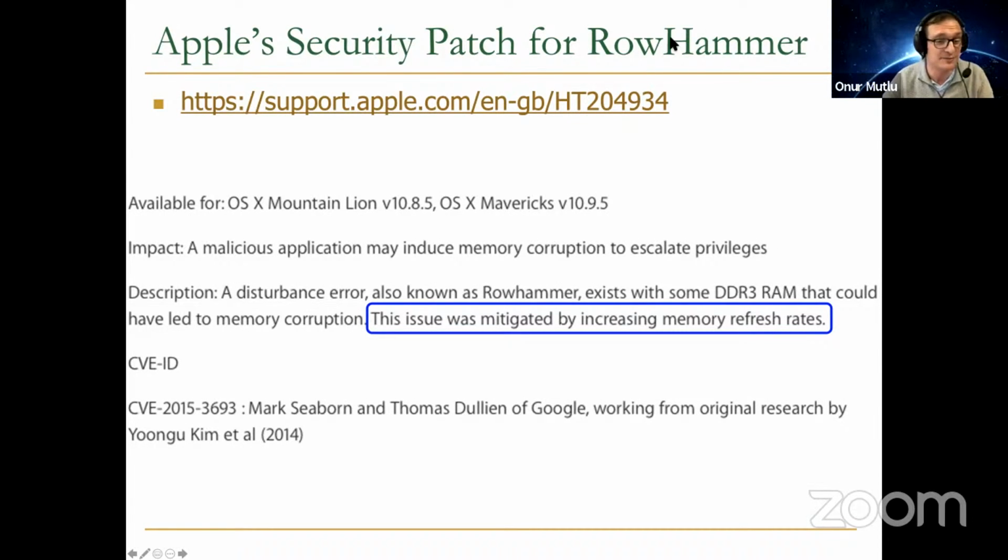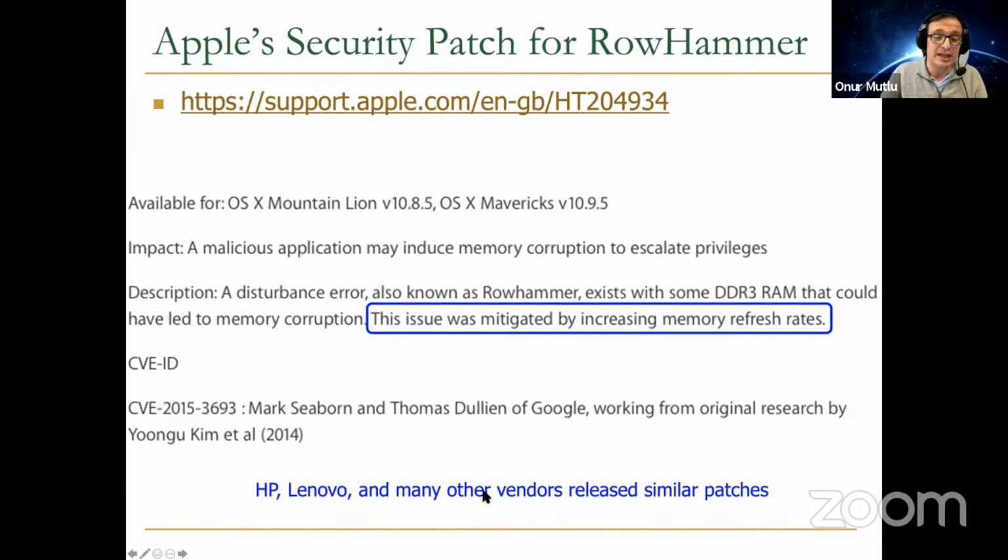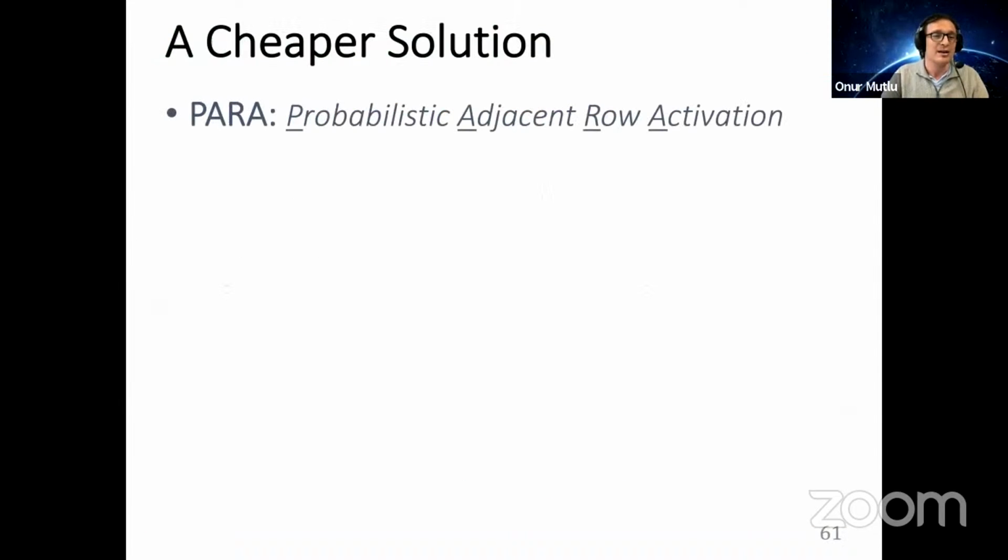And Apple was nice enough to give credit to our work and Google's work over here. As you can see, they referenced the original paper that led to all of this. Okay, so everyone else actually released similar patches. So refreshing frequently reduces the problem probability because now you can actually do fewer activates before the cells get replenished in their charge.